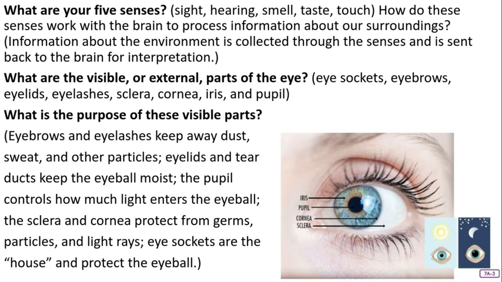Well, the eyebrows and eyelashes keep dust and sweat and other particles out of your eye. Eyelids and tear ducts keep your eyeball moist. The pupil controls how much light enters the eyeball. The sclera and cornea protect from germs, particles, and light rays. Eye sockets are the house and protect the eyeball.